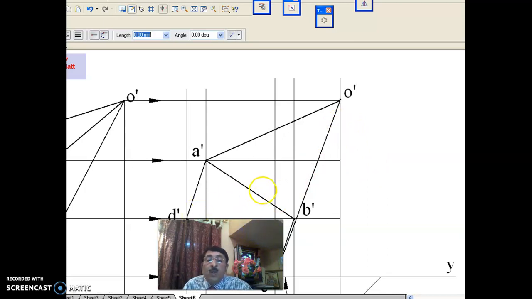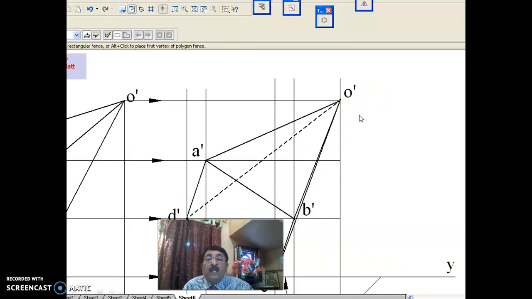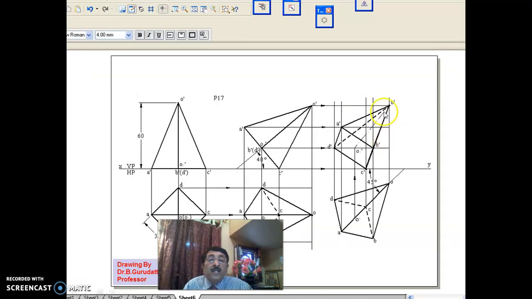And the third step: all nearer edges are darkened in the view and faraway edges are made dark dotted. O dash B dash, we darken it. O dash D dash, we make it dark dotted because O dash B dash is darkened just because it is nearer to the observer, and O dash D dash is far away from the observer. And finally we show the axis here as O dash O dash. And this is the problem we have completed.